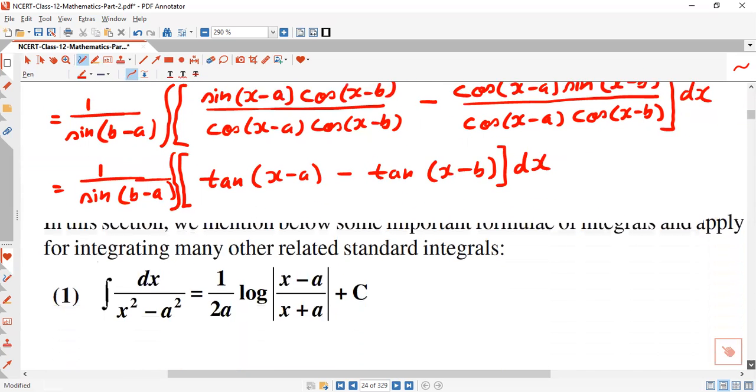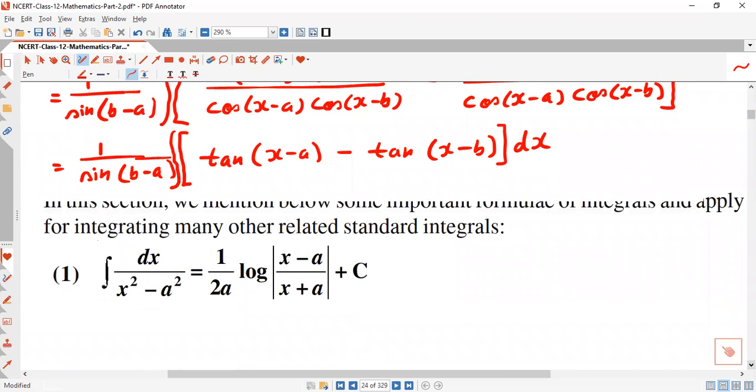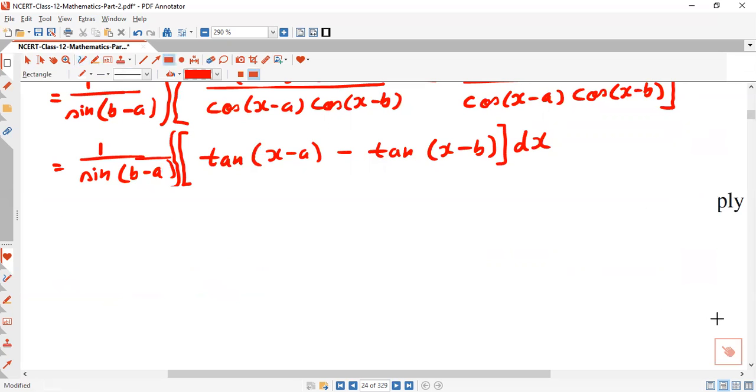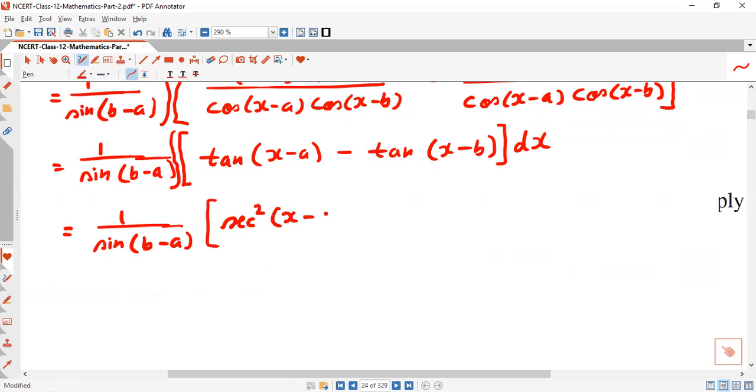Now we can do the integration directly. So far you have learned so much that I think you are able to do the integration directly. So we say here 1 upon sin(b minus a). We are integrating this term and this term. The first term becomes sec square(x minus a), and the second term becomes tan(x minus b).